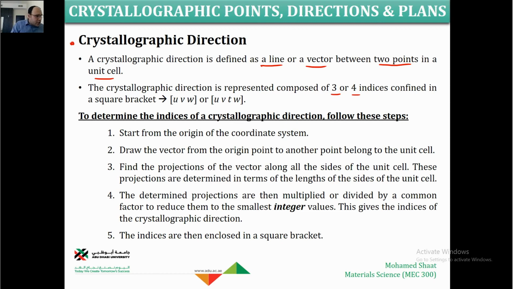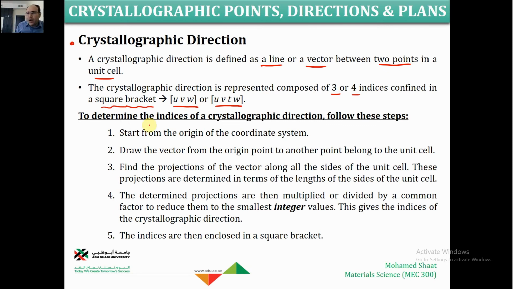This crystallographic direction could be represented by 3 indices or 4, and they should be confined in a square bracket with no commas. The representation of the vector is a big deal. You're just going to put 3 indices or 4 indices, depending on the crystal system, then confine them in a square bracket with no commas. But if we remove the square bracket, this indicates a point. So the representation is a big deal.